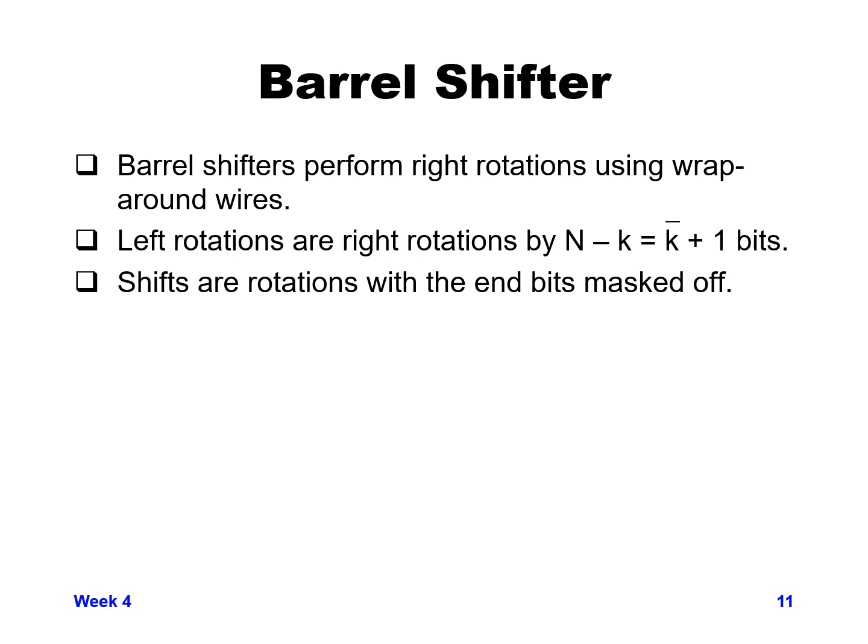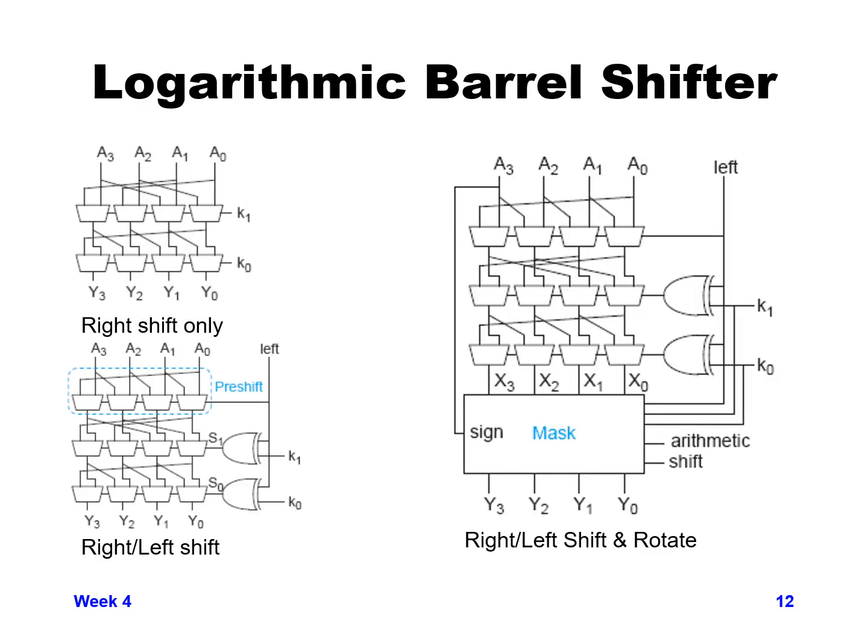So here we can see a barrel shifter with three kind of enhancements to it. In the upper left-hand corner, this is showing a 4-bit barrel shifter which only does the right shift. So if you're doing a shift to the right, you can just use that design for your 4-bit barrel shifter. Right below that is showing how we can do a left or right shift.